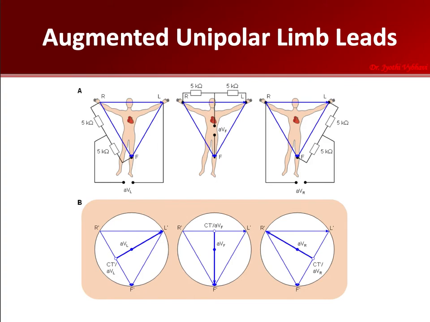So Goldberger modified these Wilson leads. What did they do? Wherever Wilson had put the positive electrode, Goldberger removed the negative electrode from that apex, and retained the negative electrodes in the other two apices, okay.